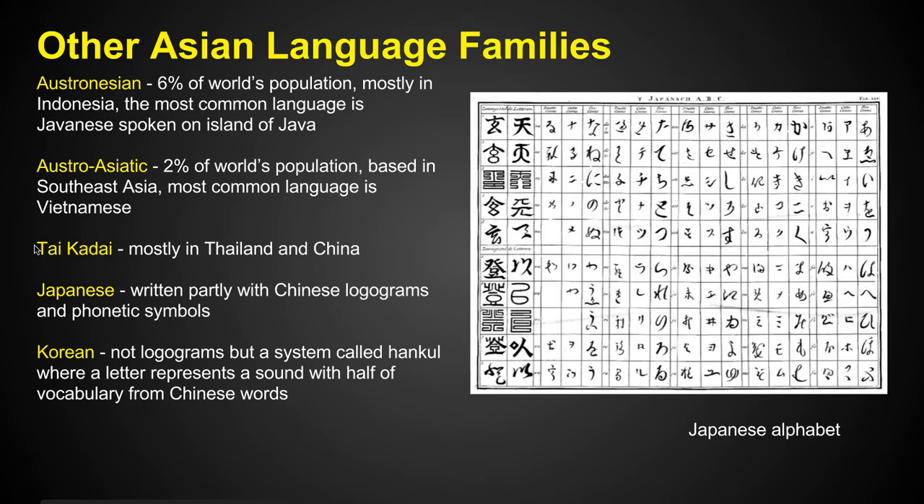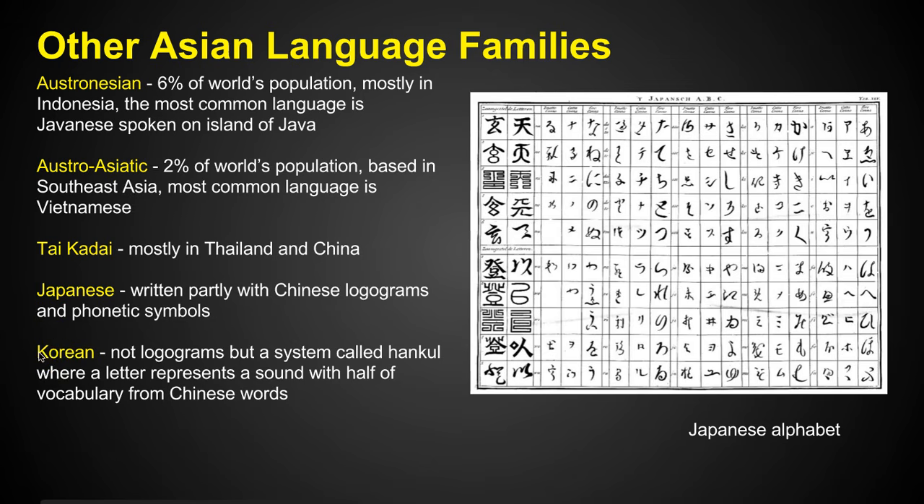Japanese, it's written partly with Chinese logograms and phonetic symbols, and you wonder why might that be? Well, Japan and China, they're pretty close. So as it diffused, as speakers maybe went from China to the island of Japan, they took aspects of their language. Same thing with Korean.